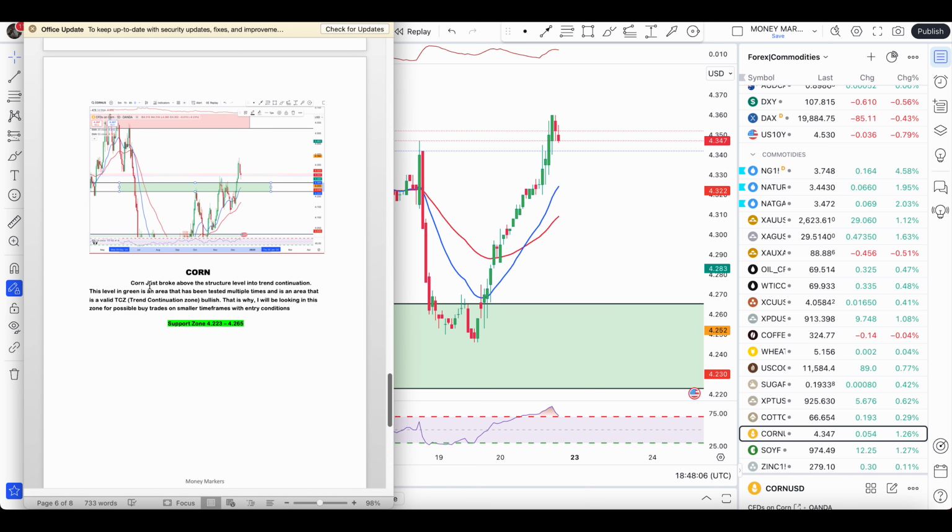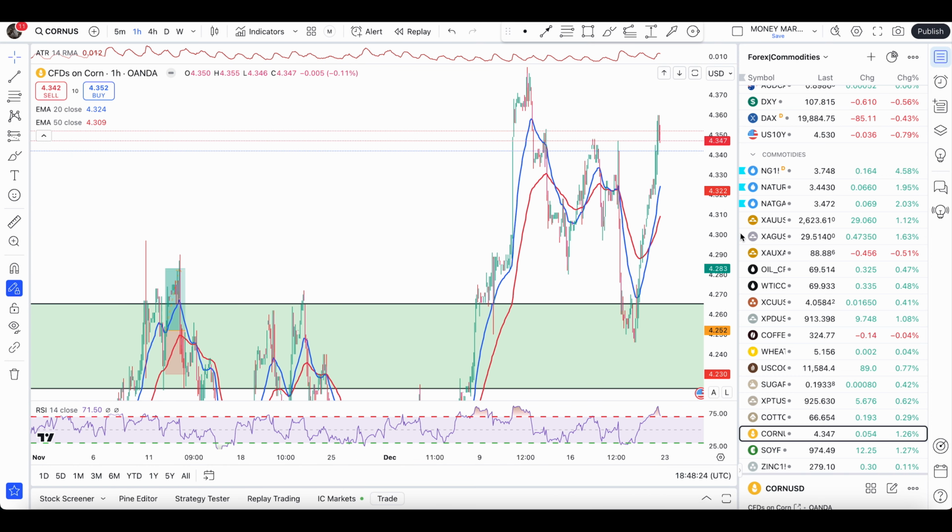And what do you see here? Corn broken above the structure level. Exactly same example I've just shown you previously. It was bearish, this is bullish. And once the price pulls back to this level, I'm going to enter my buy trade on smaller time frame right here. And exactly what I did.